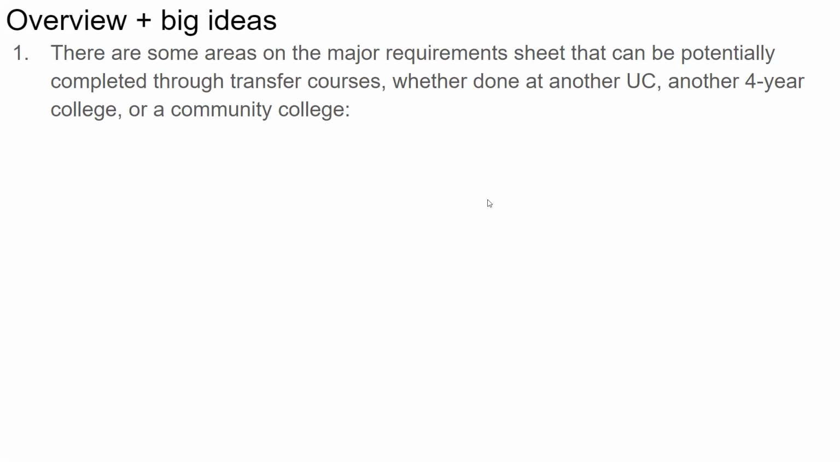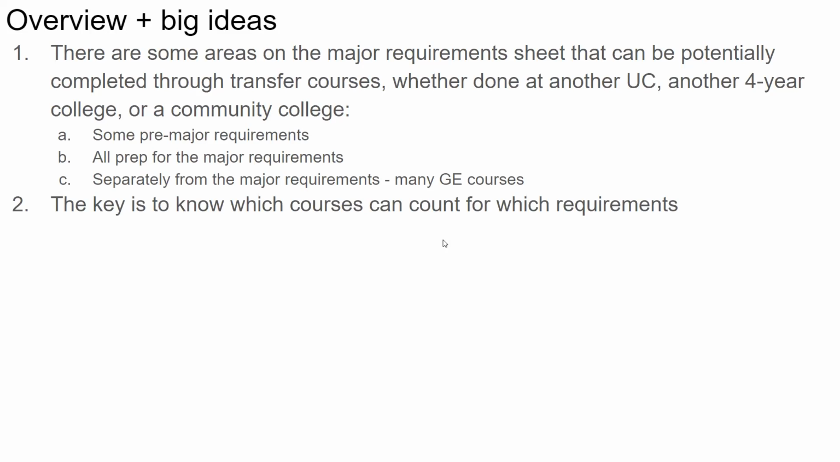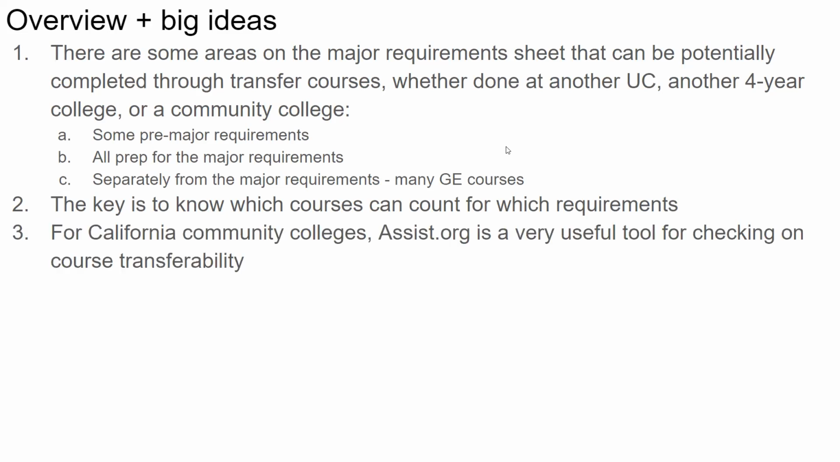There are some areas on the major requirement sheet that can potentially be completed through transfer courses, whether they're done at another UC, another four-year college, or a community college. These areas are some pre-major requirements, pretty much all of the prep for the major requirements, depending on what's available at your campus. And separately from the major requirements, keep in mind many students complete GE courses through transfer courses, whether all of their GEs or just a few of them. The key is to know which courses can count for which requirements, and we will go through that.